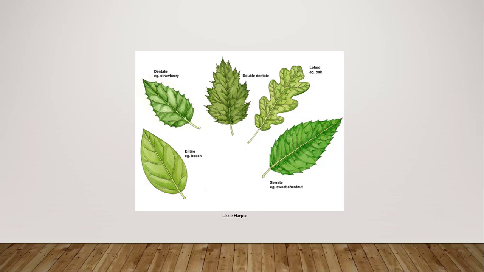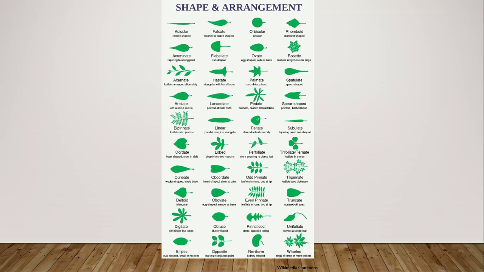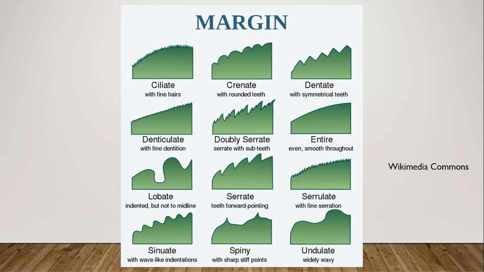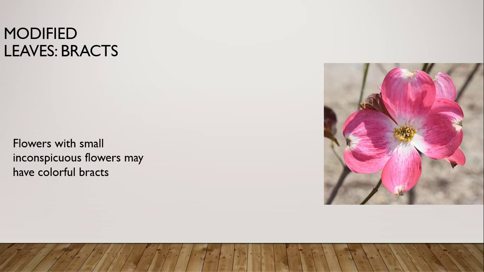And here are just some margins you might see on leaves. So entire just means that there are no teeth. Dentate, sounds like teeth, right? Double dentate, those are going to be more serrated. There's lobed, as in the case of oak, and then here's serrated, as in a sweet chestnut. Okay, here are just a lot of different shapes and arrangements. Again, here's some more margins.